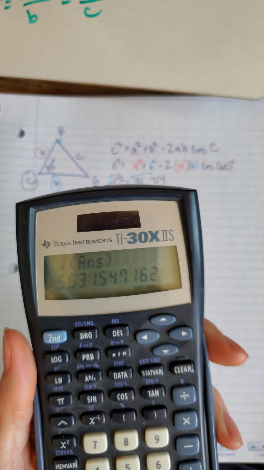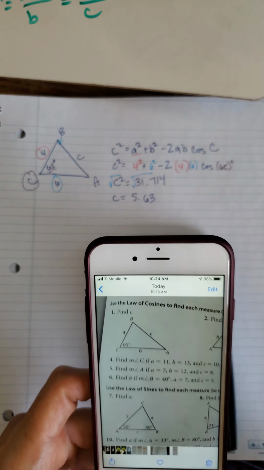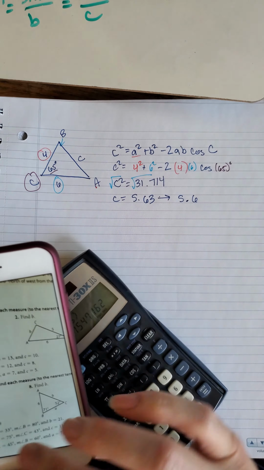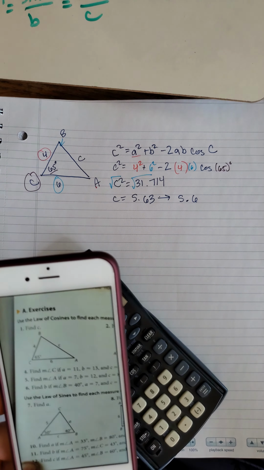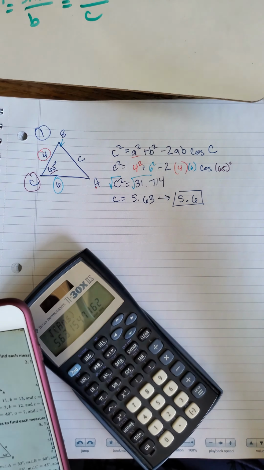5.63. Let's see, did they tell us what to round to? I don't think they did. Oh, to the nearest tenth. They did tell us. Okay. So we want to round that to 5.6. And then there are no units, so we are good to go. That is our answer for number 1.